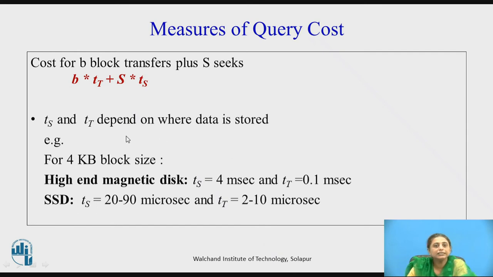Now this TS and TT will depend on where the data has been stored. What does that mean? For example, assume that the block size is 4KB, and if the data is stored on a high-end magnetic disk, then the time required for a seek operation is 4 milliseconds, whereas the time required for a block transfer is 0.1 milliseconds. That has been found by experiment. If the data is stored on SSD, then the time required is less compared to magnetic disk. So TS will be 20 to 90 microseconds and TT will be 2 to 10 microseconds. So based on the hardware, your time will be different.